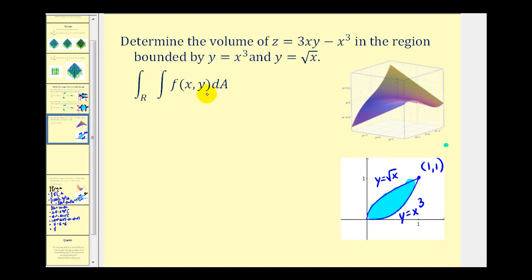And to set this double integral up, we need to decide whether we want to integrate with respect to y first or with respect to x first. Notice that it's bounded by the two functions above and below, as well as to the left and to the right.